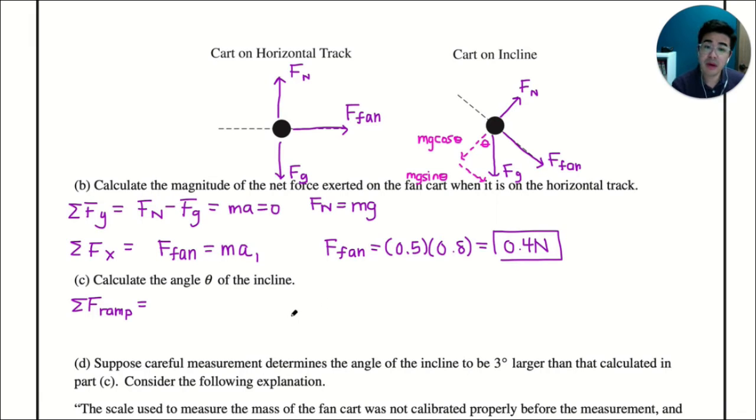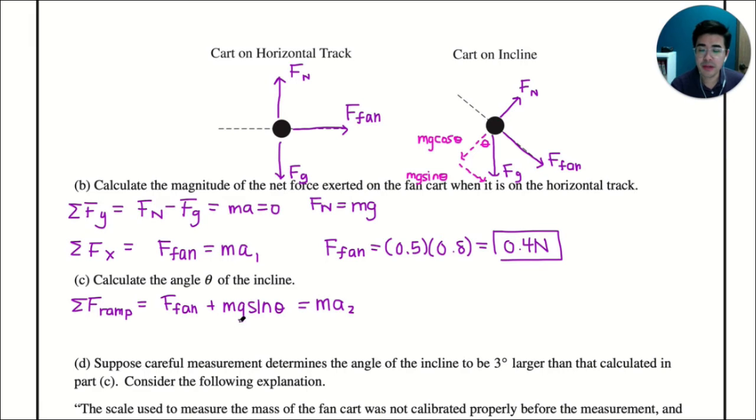So let's add up all the components that are parallel to the ramp. So we have the force of the fan. I'm going to leave that as positive because it's going to be the same direction as the acceleration, that's accelerating down the ramp. Then I'm also going to add this mg sine theta force. That's also going down the ramp. And in this case, this is going to equal the mass of the system times a2. Right, we're going to get the a2 from the motion detector here. We want to calculate the angle, so we want to solve for theta here.